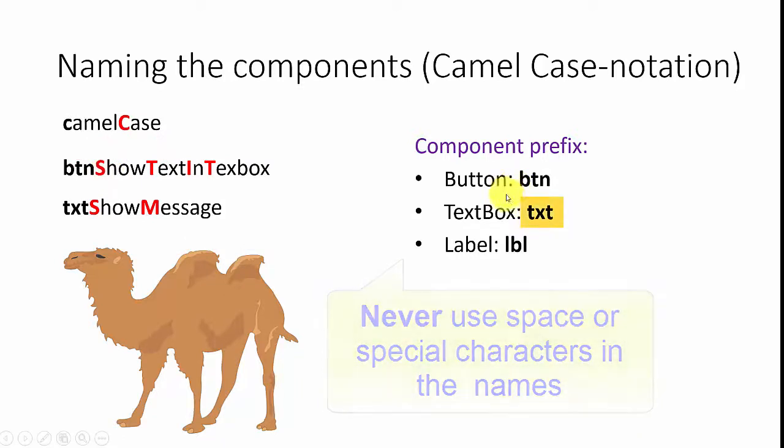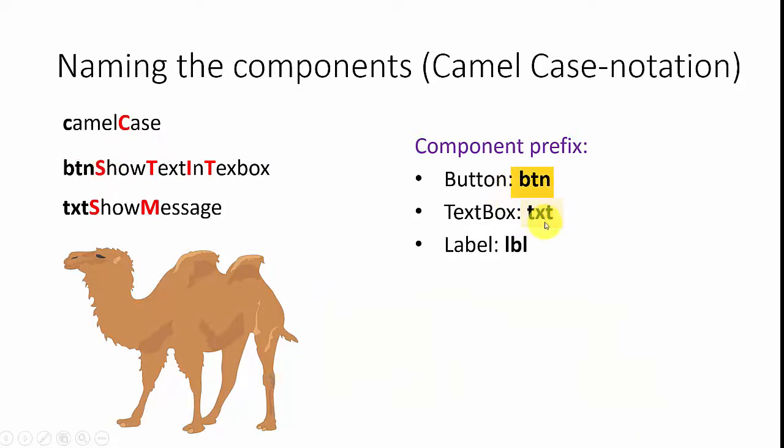The prefix for a text box is txt, and for a button btn, and for a label lbl. And there are lots of other components with their own set of prefixes. The part after the prefix should be a descriptive name that describes clearly what the component's function is. Like we see here, btnShowTextInTextBox, txtShowMessage. We will now go to design view and name our button and our text box.